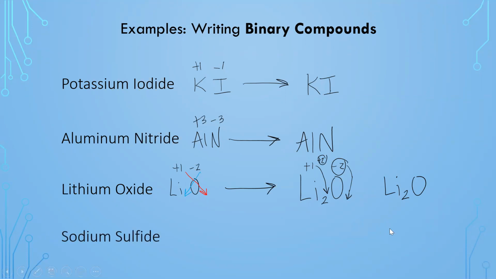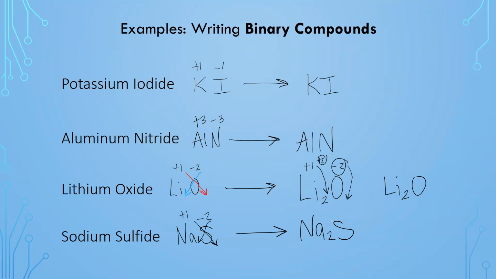Sodium sulfide. Sodium is Na with a charge of +1. Sulfide is sulfur, S, with a charge of -2. Once again, because these do not cancel out, I'm going to crisscross them. The 2 will become sodium's subscript, and the 1 will become sulfur's subscript. So my final answer is Na2S1, technically. Okay, so if the charges don't cancel, you crisscross them and make them subscripts without a plus or minus.